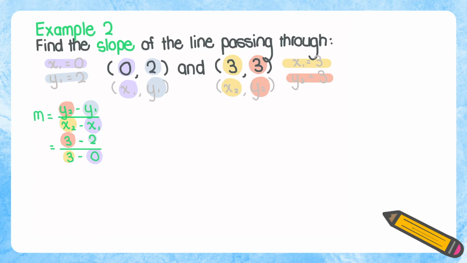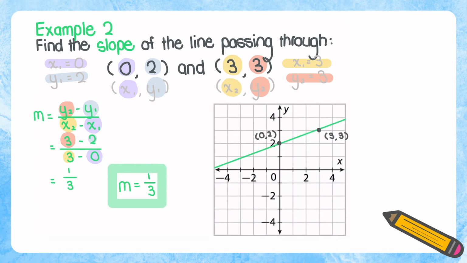So let's move on. The numerator, we have 3 minus 2, which equals 1, over the denominator, 3 minus 0 is just 3. And we can't simplify anymore. So our slope is m equals 1 over 3. So we used the formula to find this slope, but here's the graph so that we can check our work. Notice that if we find the slope graphically, our slope is 1 over 3. So we used the formula correctly.